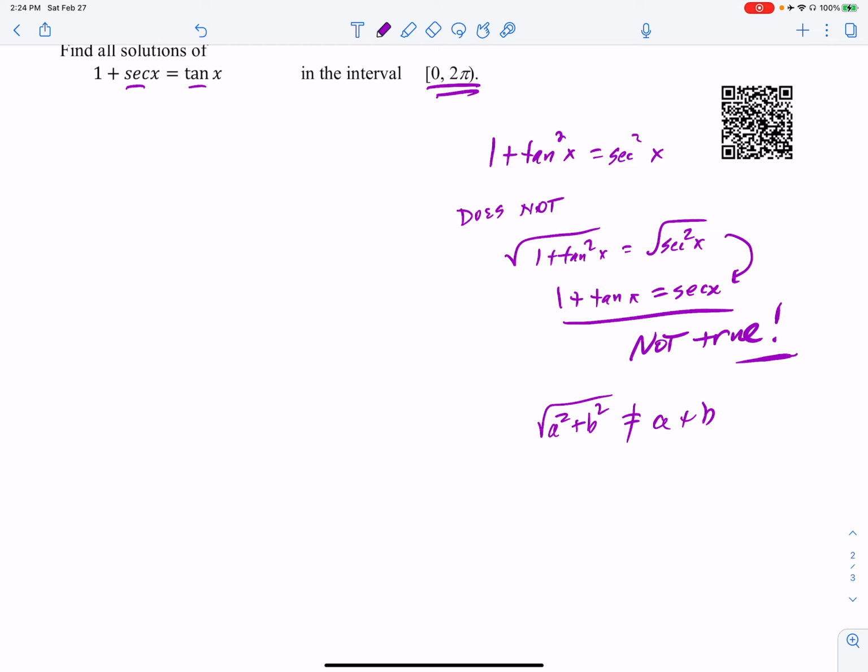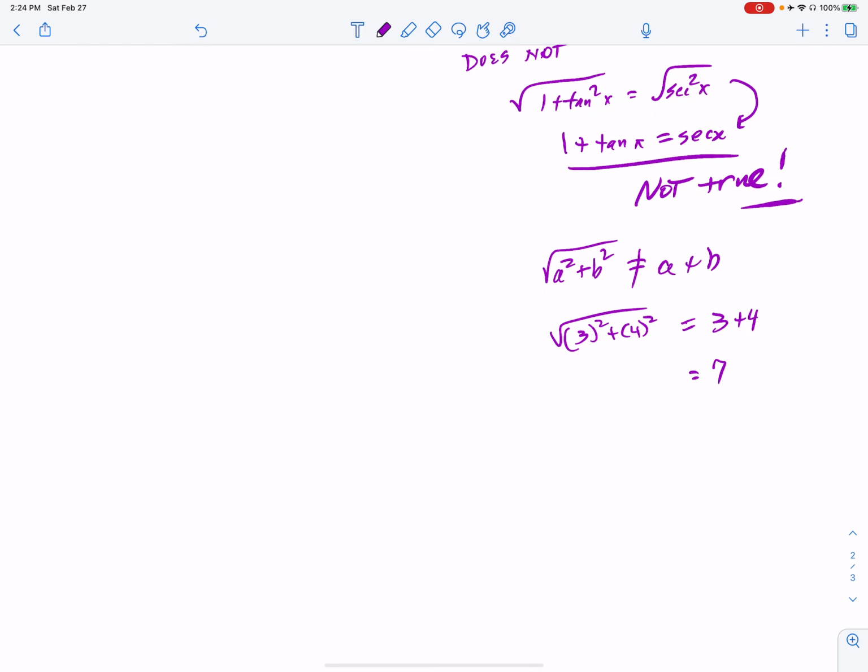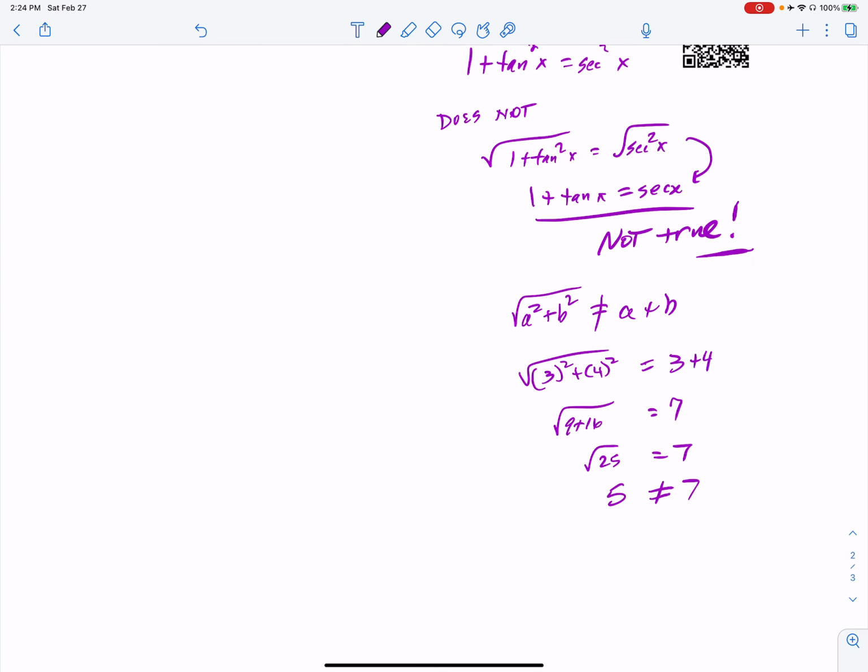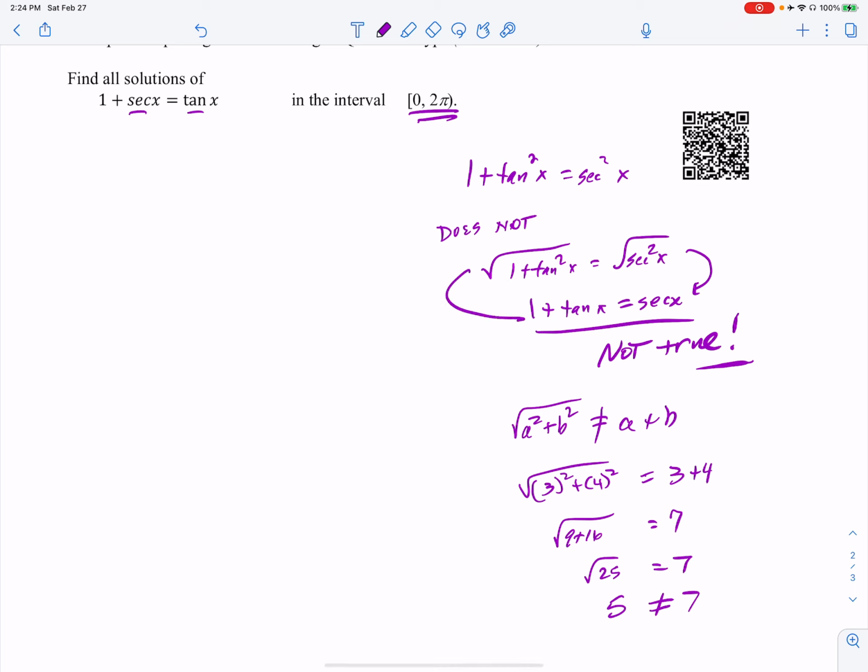And so one thing that I often show with this, if you had 3 squared plus 4 squared, is that equal to 3 plus 4? Does that become equal to 7? Well, this is 9 plus 16, which is a square root of 25, and 5 is not equal to 7. The square root of a squared plus b squared is not a plus b. They are not the same thing. So the same thing with the Pythagorean identities, you can't think that the square root of 1 plus tangent squared is 1 plus tangent x. So that was a little detour there, but it's important.